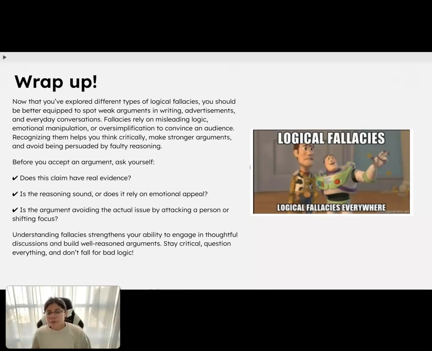Next time you hear an argument, whether it's on social media, the news, or a debate, ask yourself, is this argument based on solid reasoning? Is it using real evidence or just emotional appeals? Does it rely on personal attacks or assumptions? Recognizing these fallacies will help you think more critically, avoid weak arguments, and build stronger cases in your own writing, specifically an essay too.